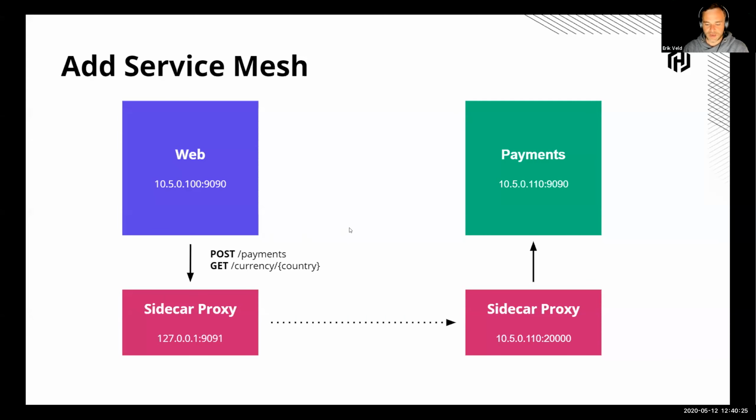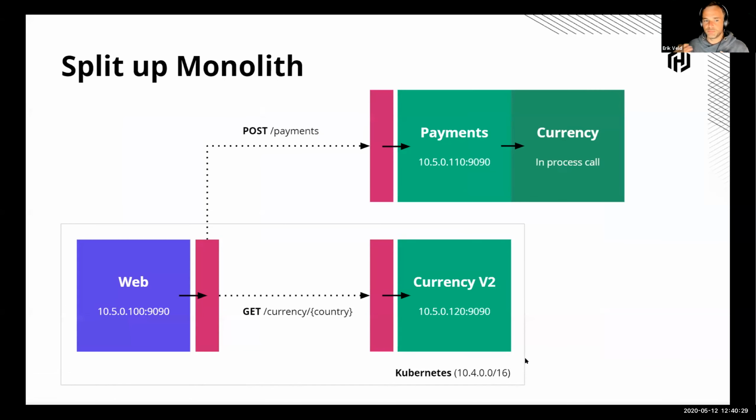Okay, so now that we have that, we can then finally move on to actually splitting up our monolithic application. So right now, we have the top situation where if we call any path on web, we actually end up at the payment service that then has IPCs that it calls. In this case, for instance, if we call /currency, it'll do an in-process call to the currency function or module or however the monolithic application is coded.